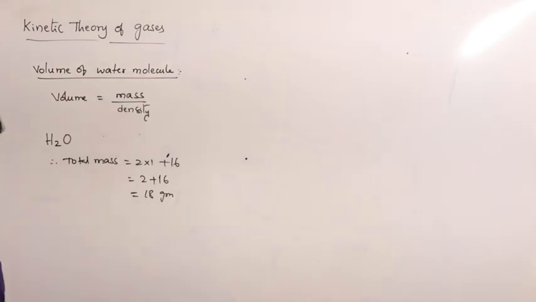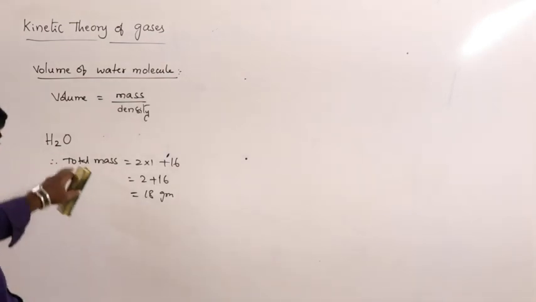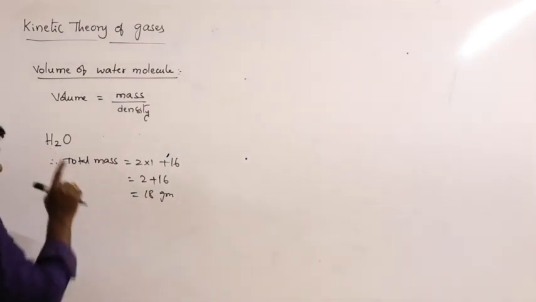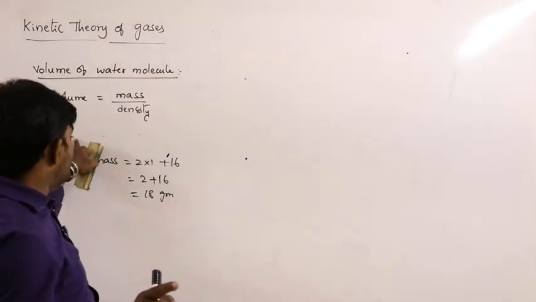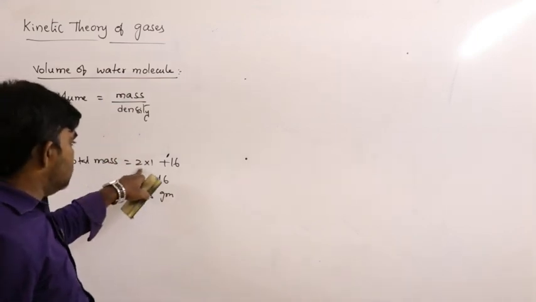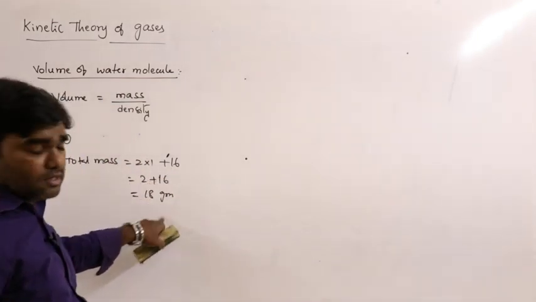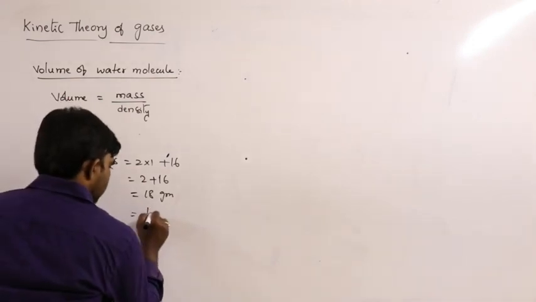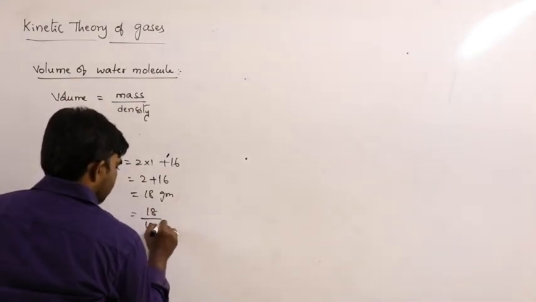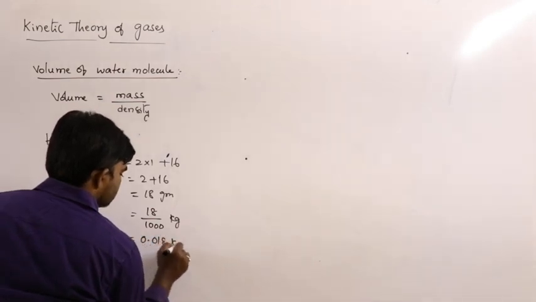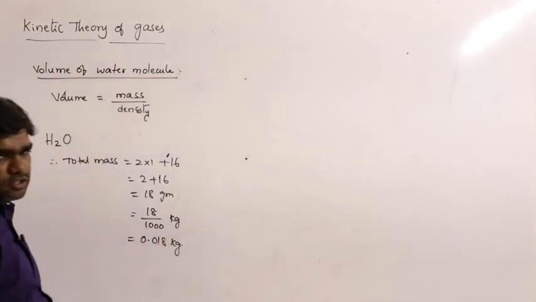Molecular weight of water molecule, total mass of the water molecule, is 2 hydrogens. Hydrogen is 1 and oxygen is 16. So that's why 2 into 1 plus 16. So that is 18 grams total mass, or that is equals to 18 by 1000 kg. So that is equals to 0.018 kg in terms of kgs.